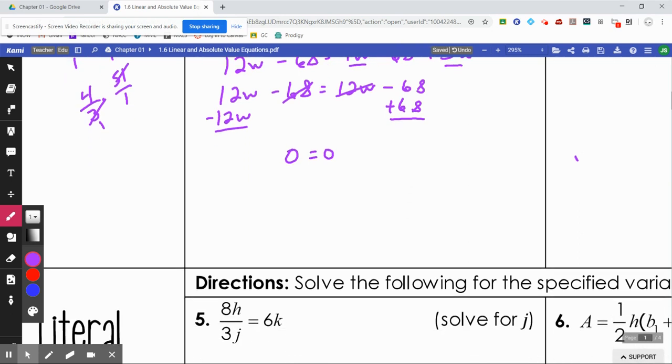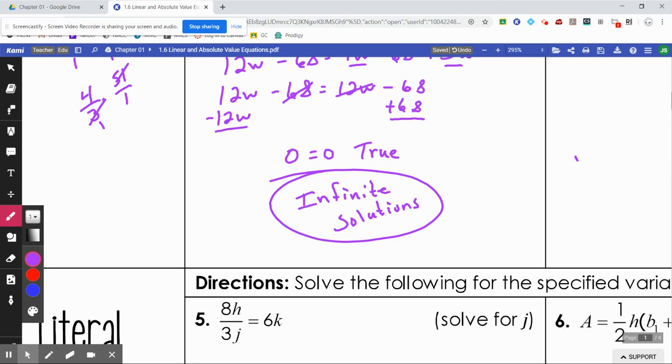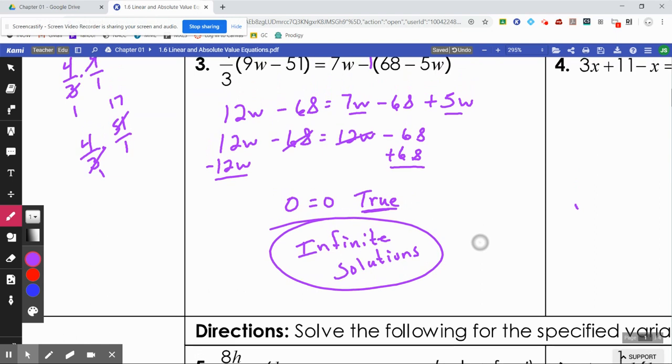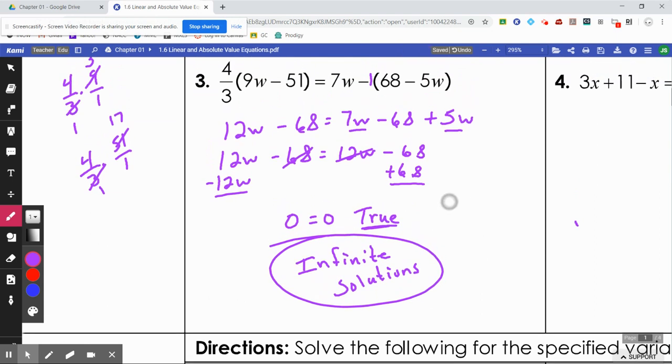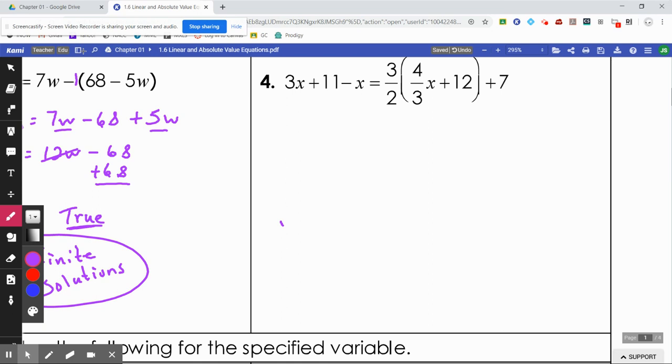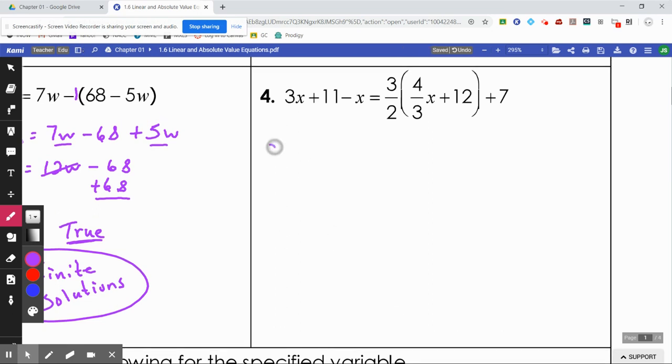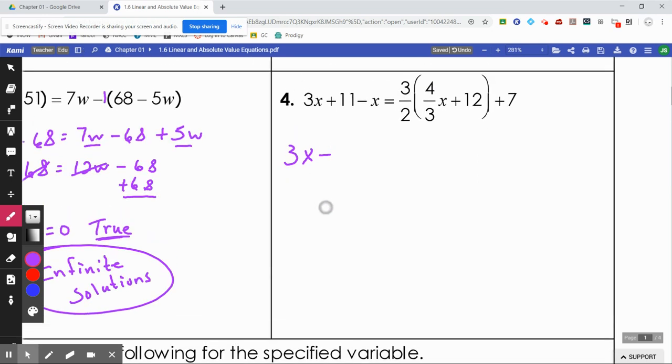Anytime your w's cancel, your variables cancel, and it leaves you with a true statement, this is infinite solutions, which means I could plug in any number into my original problem and it's going to look like a solution. So therefore, that's all you have to do. If this had come out to be a false statement, then your answer would have been no solution. So either infinite solutions or no solutions whenever your variables cancel. Okay, next up. Again, distributive property, 3x minus or plus 11 minus x equals 3/2 times 4/3.